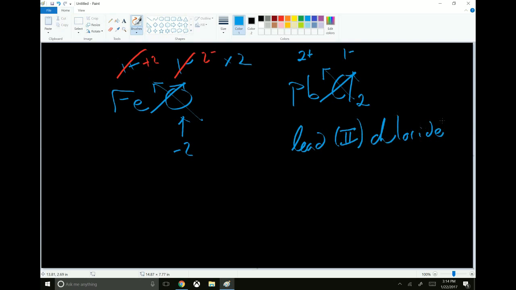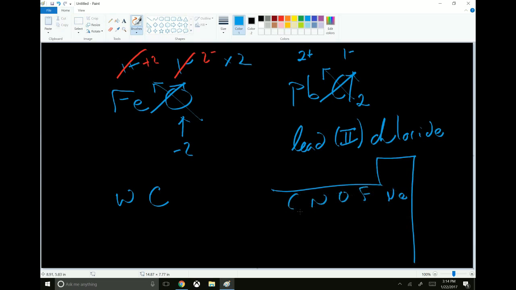Let's see. What about this one? No, that doesn't mean water closet. It's WC. Well, you look at your periodic table. You have C, N, O, F, Ne. 1, 2, 3, 4. So carbon is supposed to be -4. So in order to balance it out, tungsten needs to be +4. So this would be tungsten(4) carbide.